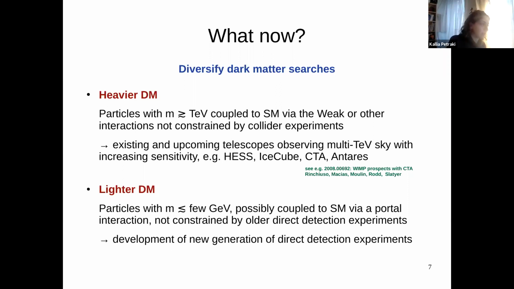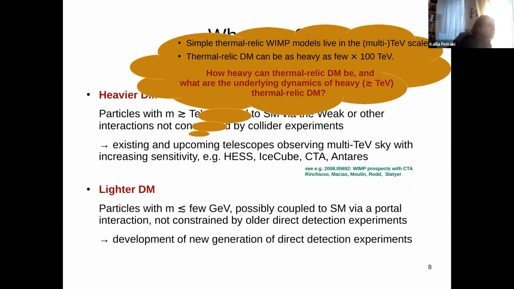But heavy dark matter remains quite promising and interesting, and in fact, we're currently at the dawn of the exploration of the multi-TeV regime. We do have many existing and upcoming indirect detection experiments, such as HESS, CTA, IceCube, that will be probing the multi-TeV regime. And in addition to that, it remains theoretically motivated in the very standard WIMP dark matter scenario. Simple implementations of this scenario actually do live in the multi-TeV scale.